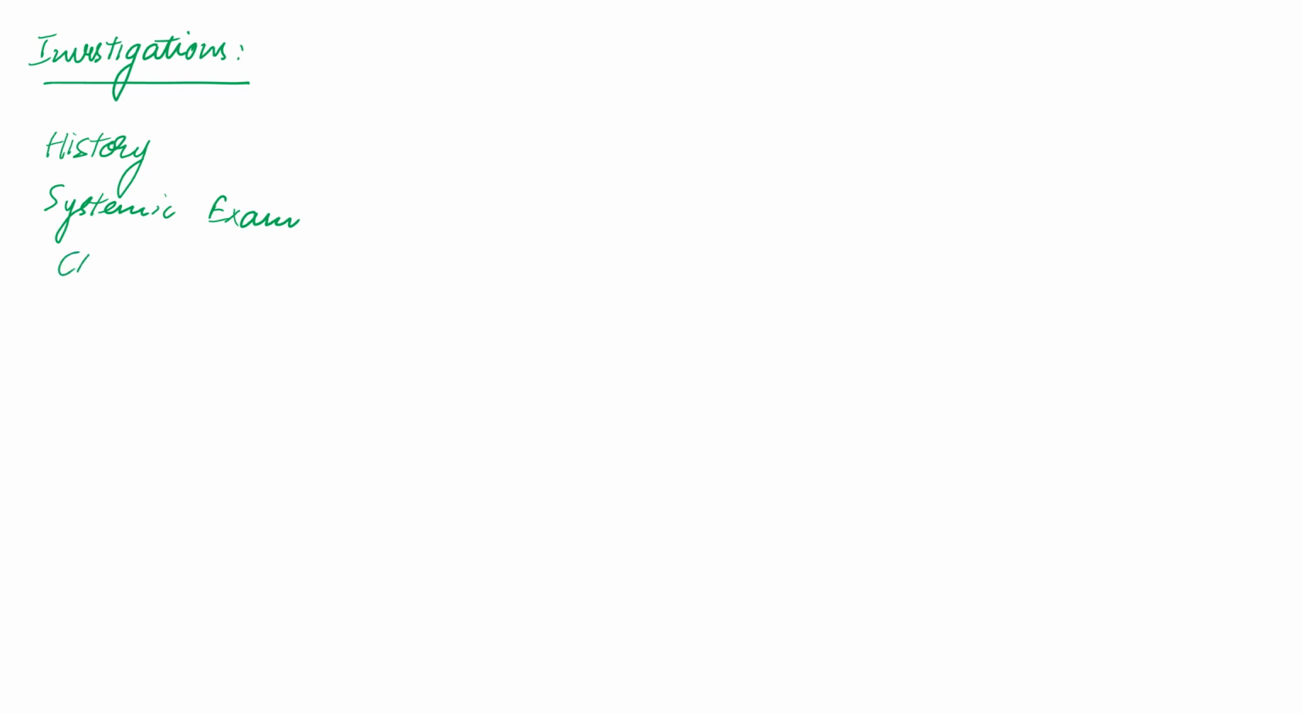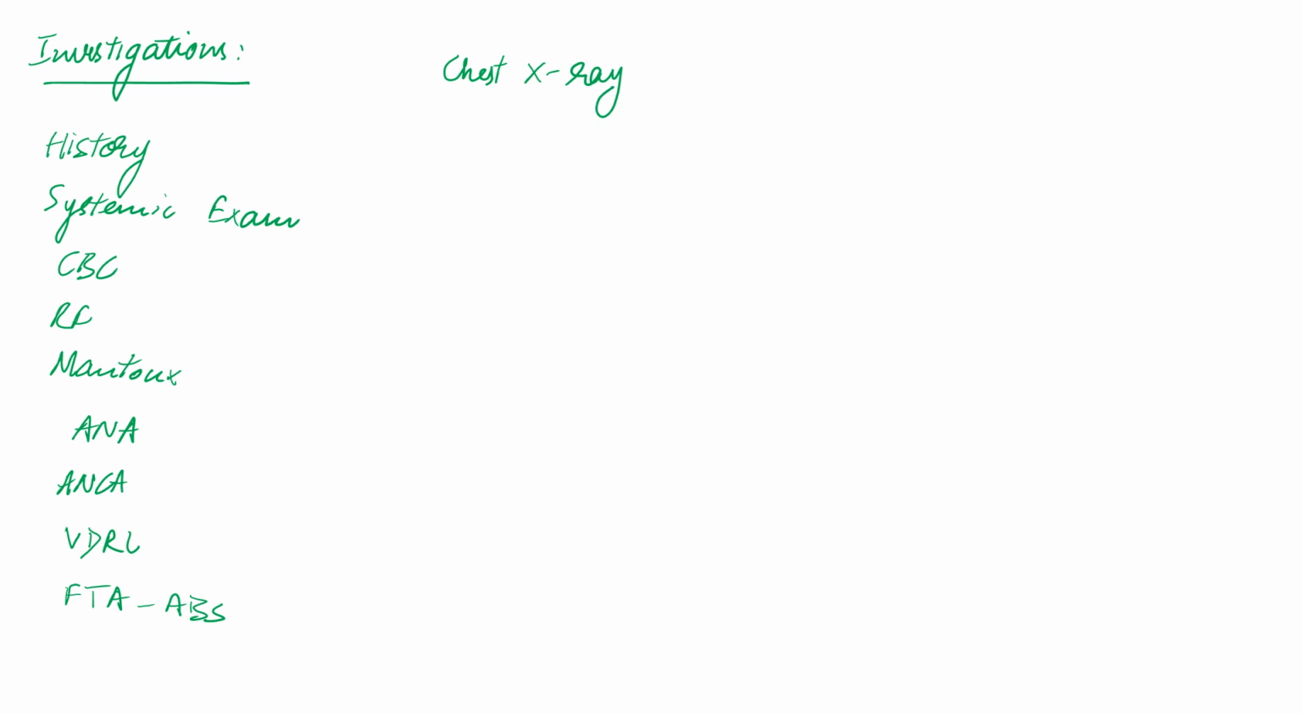These investigations include complete blood count, rheumatoid factor for rheumatoid arthritis, Mantoux test for TB, ANA, that is anti-nuclear antibody test for SLE, anti-neutrophil cytoplasmic antibody test, that is ANCA for Wegener's granulomatosis, VDRL and FTA-ABS for syphilis. We should also do chest X-ray for TB and sarcoid, X-ray of sacroiliac joints for ankylosing spondylitis.